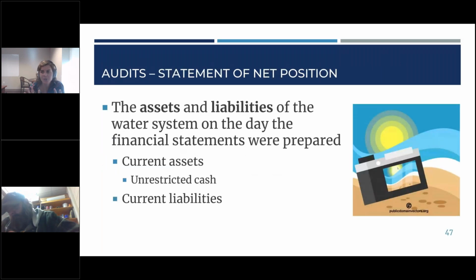All right, so the first page you might encounter would be the statement of net position. The statement of net position tells you what the assets and liabilities of the wastewater or water system are on the day that the financial statements were prepared. So we often say this is just a snapshot, right? It depends on the data from the day that the financial statements were prepared, because your assets and liabilities shift over time. It's going to be your current assets, things like unrestricted cash, as well as your current liabilities. We do use these whenever we're evaluating the financial health of a system, but we always approach this one a little bit differently than some of the others because it is just that snapshot of whenever these financial statements were prepared.